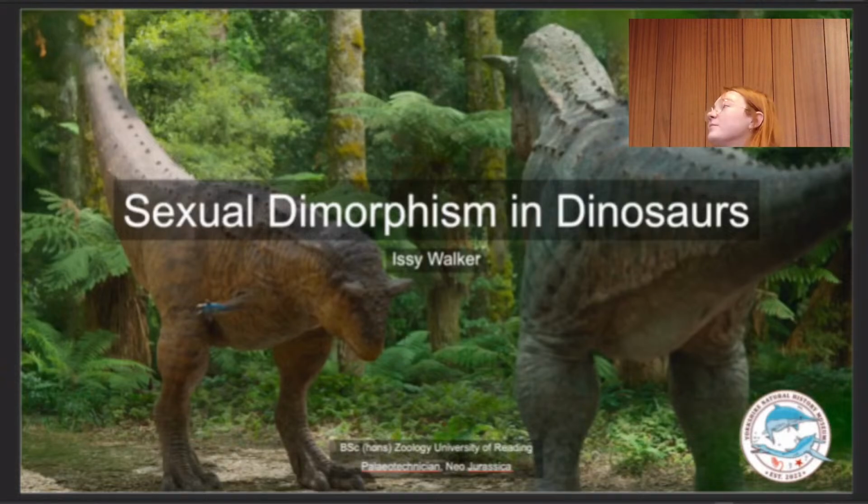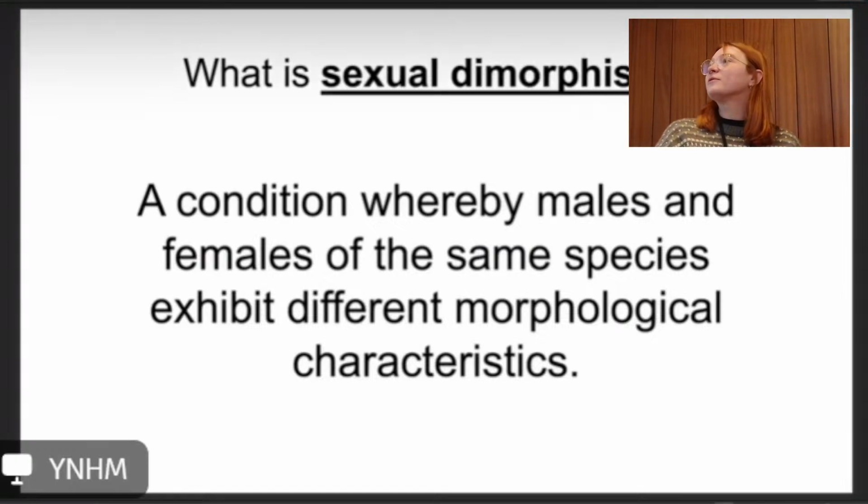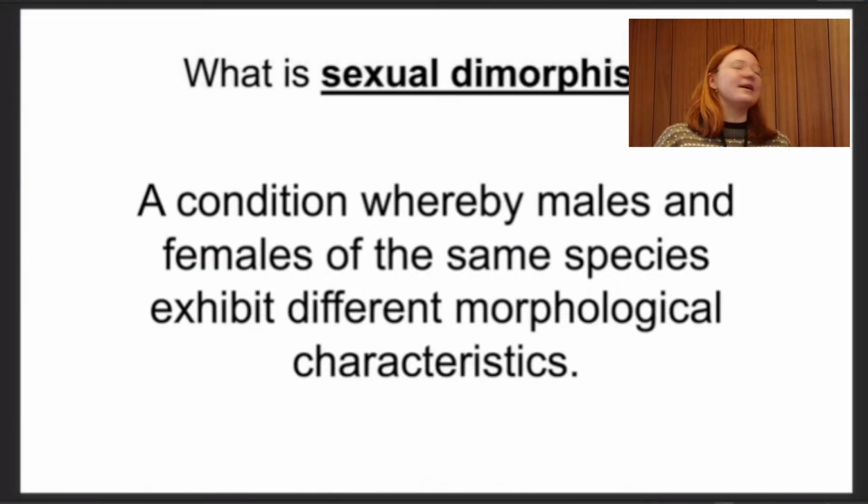And this background, if you've seen Prehistoric Planet, you'll know the iconic scene with the carnivores and their mating dance. I thought it was a really nice image. So what is sexual dimorphism? Sexual dimorphism is a condition in which males and females of the same species exhibit notably different morphological characteristics.